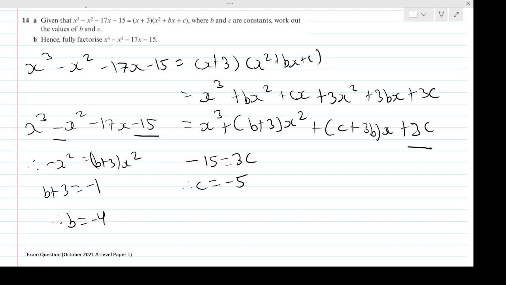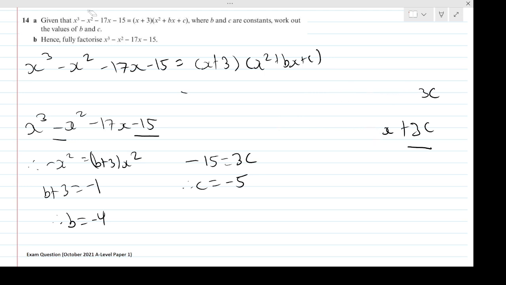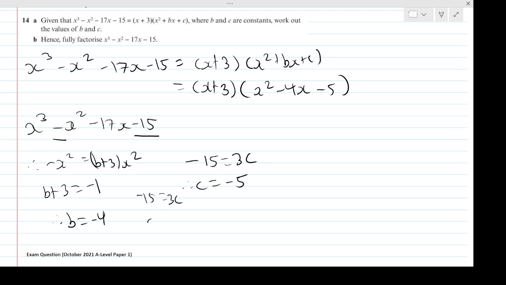Now I've found the missing values, I can substitute them into what we've got up here. So this would be x plus 3, x squared, and bx. bx is minus 4, so it'll be minus 4x, and c is minus 5. I'm going to write that down here. I can get rid of this to make more space. Okay, cool. So that's part A, and then part B.